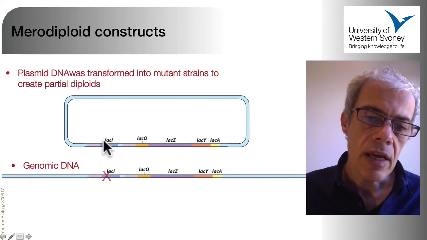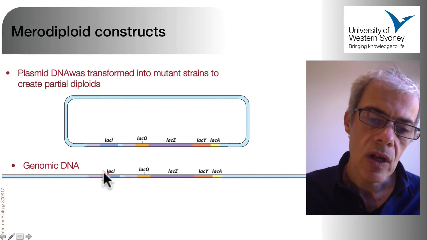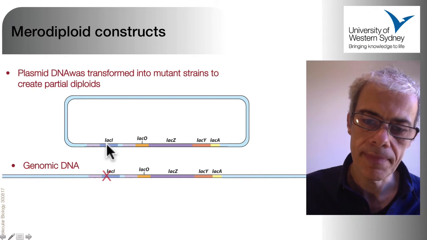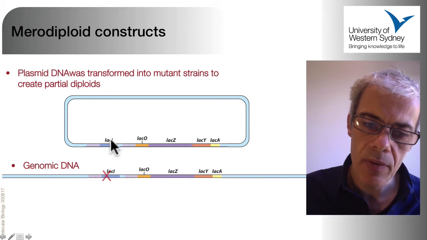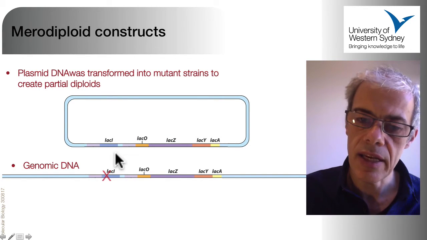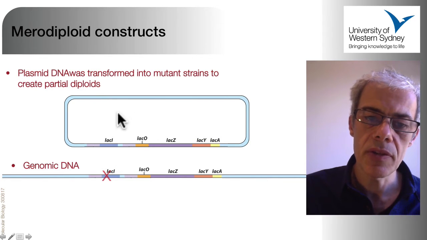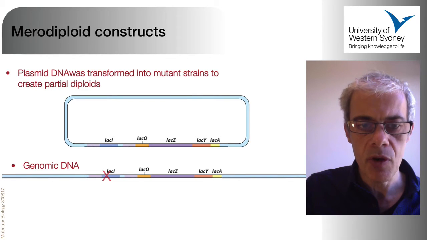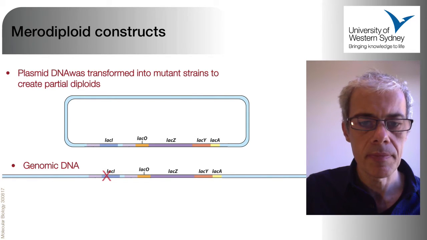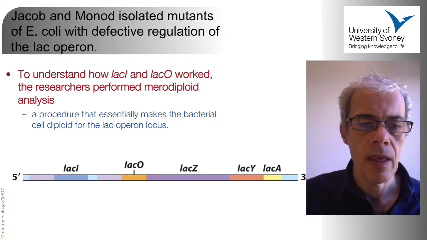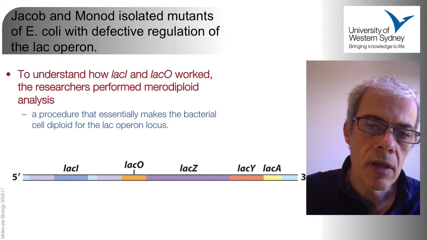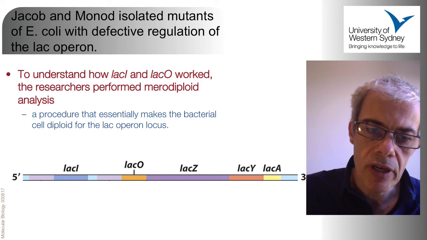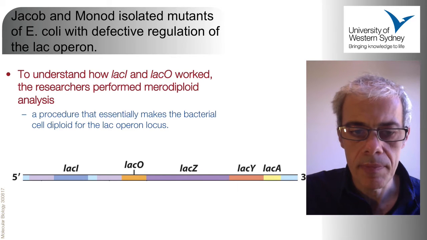So effectively, can the mutant LAC-L be restored by a wild type copy of the gene? And if it can, it says something about that gene product. And if it can't, it says something about that gene product as well. So they used this kind of analysis to understand what was happening with the gene products of the Lac Operon. So Jacob and Monod performed these merodiploid analyses, effectively making the bacteria diploid for the Lac Operon.